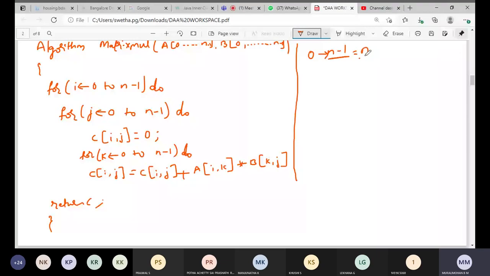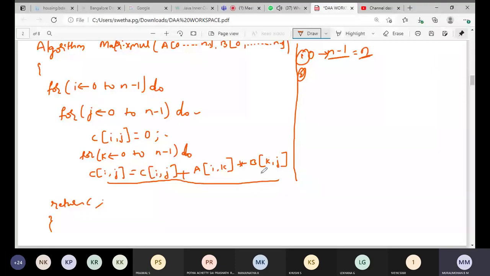What is the second step? Identify the basic operation. What is the basic operation we are having here? See, for each i from 0 to n minus 1, this j loop will be executed. And for each j from 0 to n minus 1, this C of i j will be executed. And for each k equals 0 to n minus 1, this statement will be executed. So this is the statement which executes the most times, right? Yes or no?